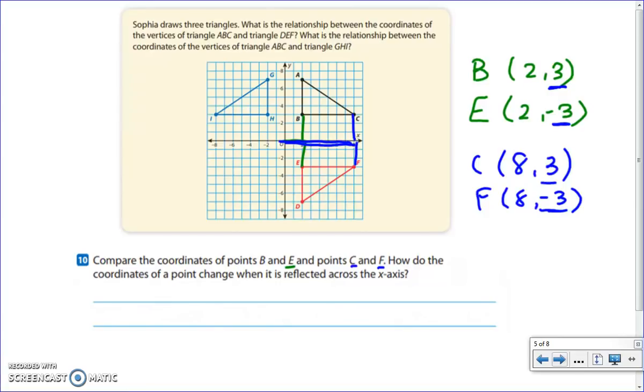Okay, so that's counterintuitive. You'd think maybe, oh, the x values would change because it's the x-axis. No, that's not quite how it works. The y values are actually changing to the opposites. The x-coordinates stay the same. The y-coordinates have the opposite sign. Okay, so you can see, and that's something you can figure out just by listing the coordinates and looking at their values.